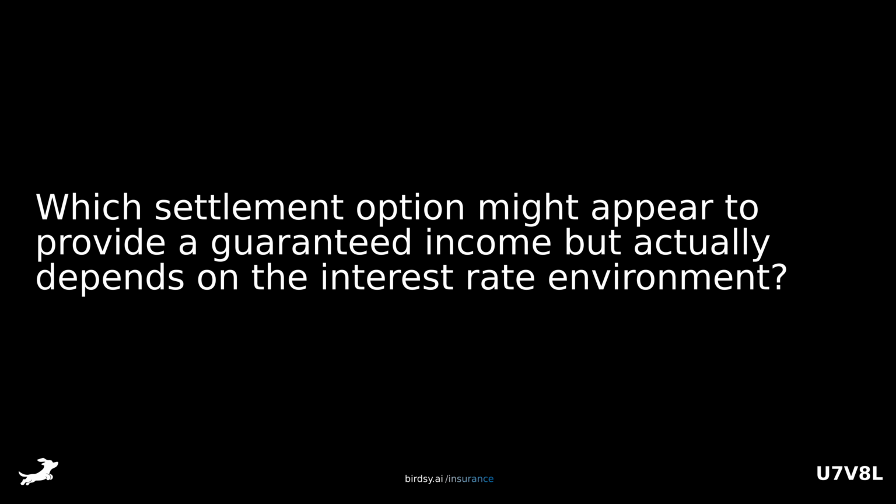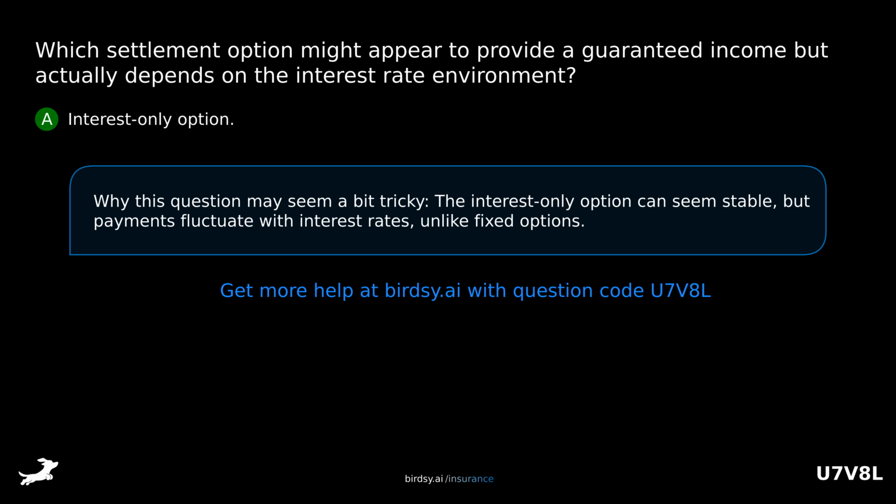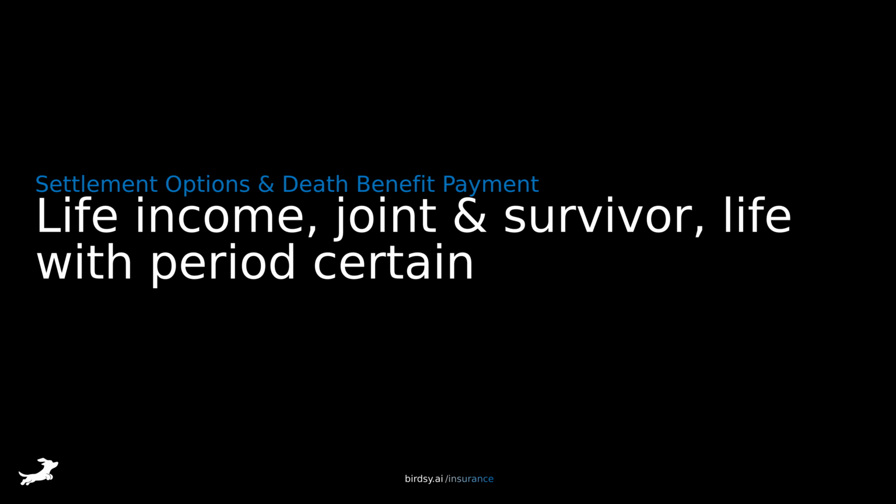Which settlement option might appear to provide a guaranteed income but actually depends on the interest rate environment? Is it A, interest-only option, B, fixed period option, C, fixed amount option, or D, lump sum option? The answer is A, interest-only option. Why this question may seem a bit tricky: the interest-only option can seem stable, but payments fluctuate with interest rates, unlike fixed options. Life income, joint and survivor, life with period certain.